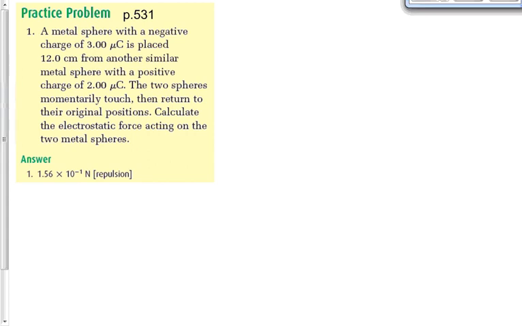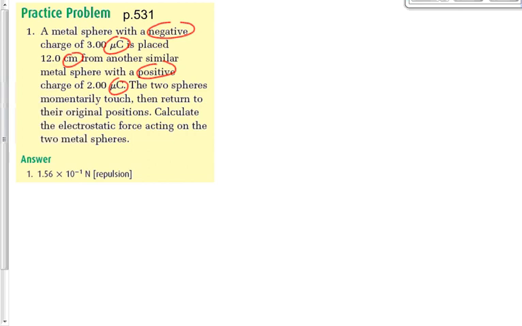Okay, let's spend a couple minutes just going over page 531 here. A metal sphere with a negative charge of 3 microcoulombs is placed 12 centimeters from another sphere that's positive 2 microcoulombs. So we get the negatives, the positives there. We want to draw attention to that because clearly when we're touching two things together, which we're going to do in this case, it's important whether they're negative or positive. If they balance out, we want to average them out. We got to make sure that we know whether they're negatives and positives before we balance them out.